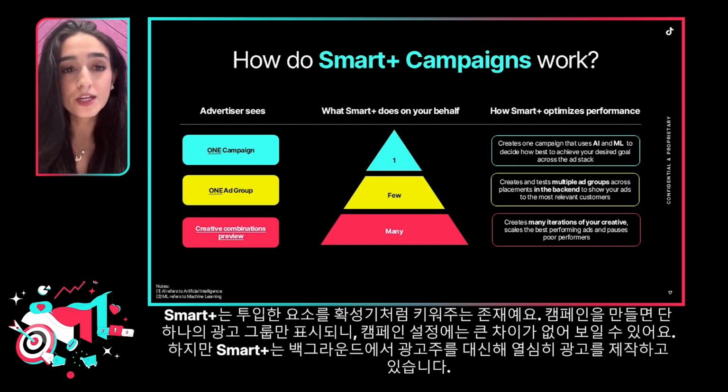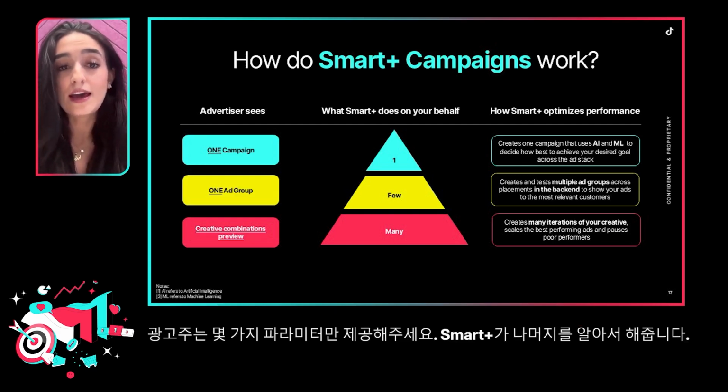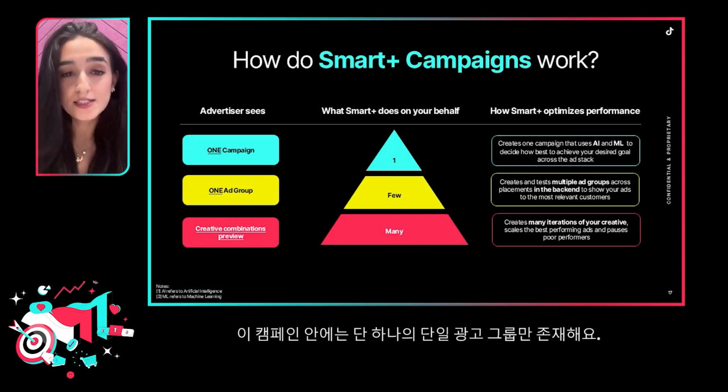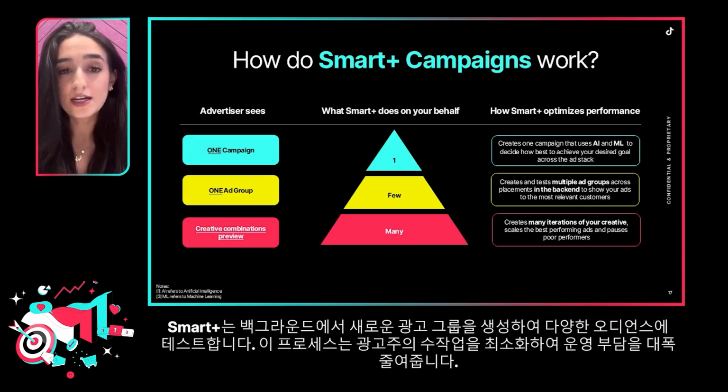Let's break it down. Unlike a conventional campaign, everything is housed under one single campaign. Advertisers only need to provide a handful of campaign parameters and let Smart Plus do the rest. Within this campaign, you'll have one singular ad group. Smart Plus assists advertisers in creating new ad groups in the background, applying best practices automatically, and testing and learning across different settings like audience, budget, and more. This process happens seamlessly without the need for manual work on your side, providing major relief of operational burden.